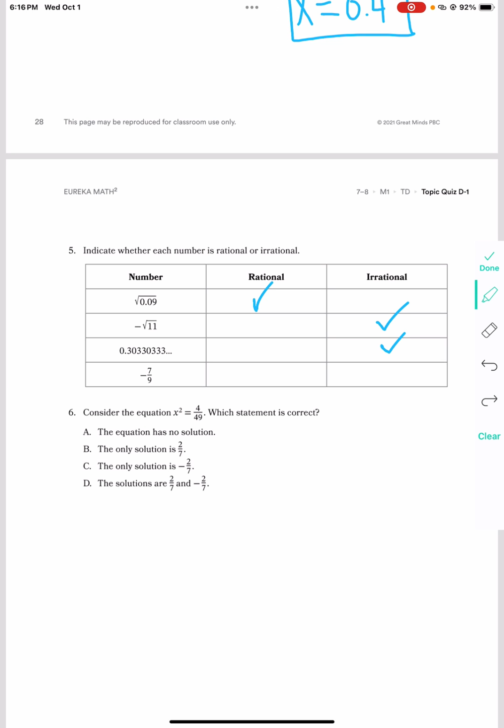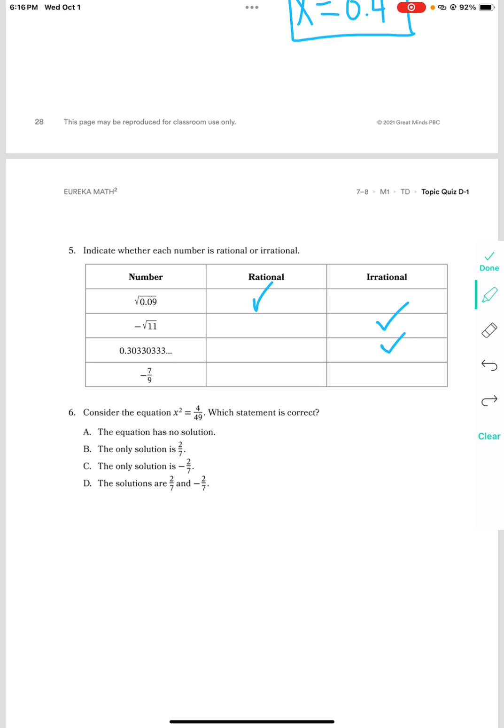And then the last one is the fraction -7/9. It being set up as a fraction already could kind of make us think that it's a rational number, because remember, the definition of rational numbers is numbers that can be represented as fractions.